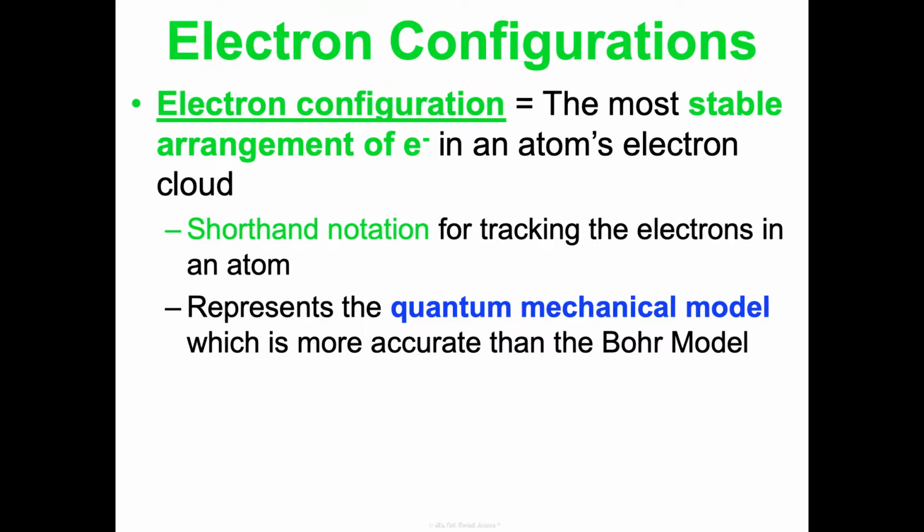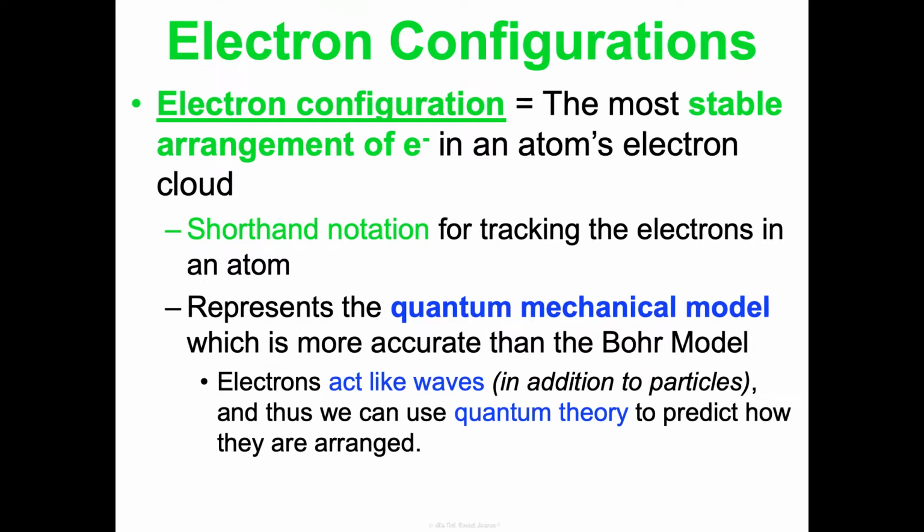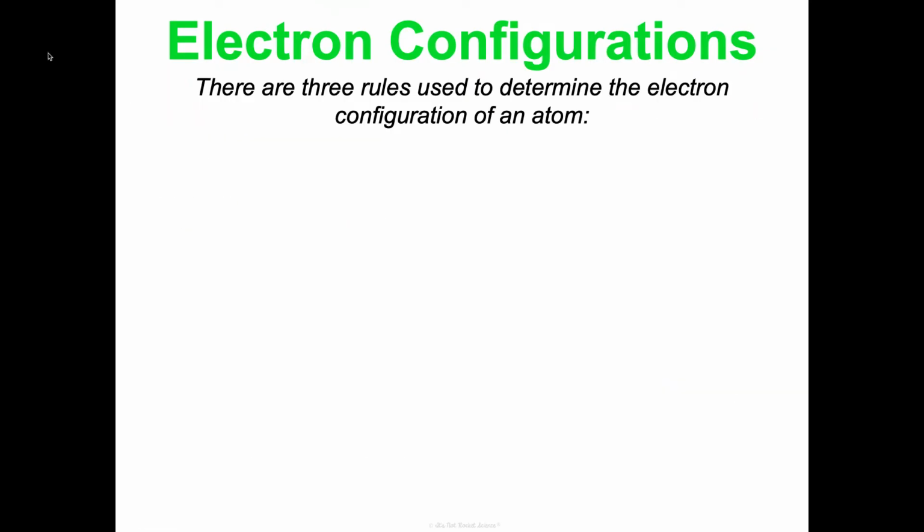So we're building on what we've already learned. Remember, electrons act like waves in addition to particles, and thus we can use the quantum theory to predict how they are arranged. Now, to figure out electron configurations, there are 3 rules that will determine them. Okay, and these are really important.